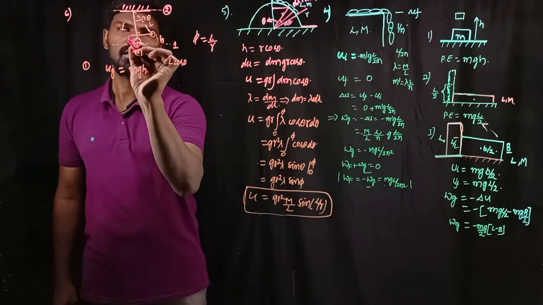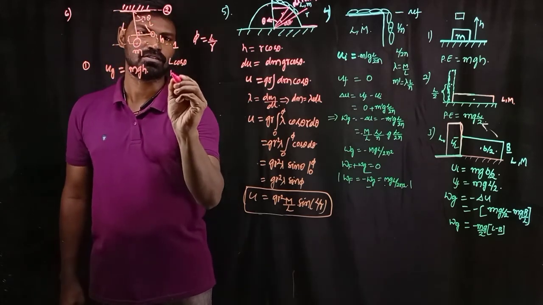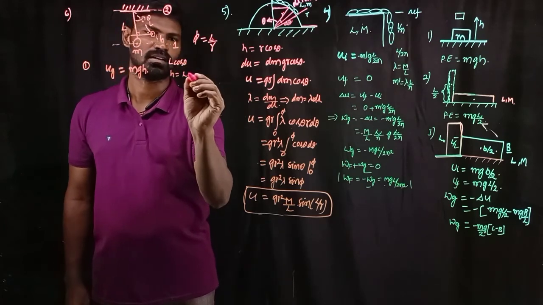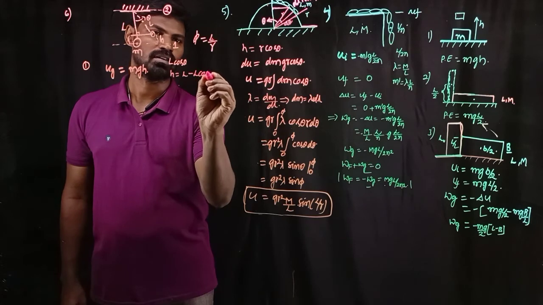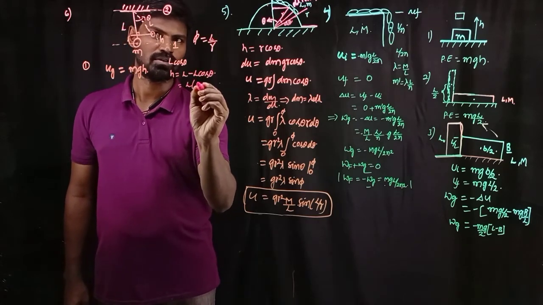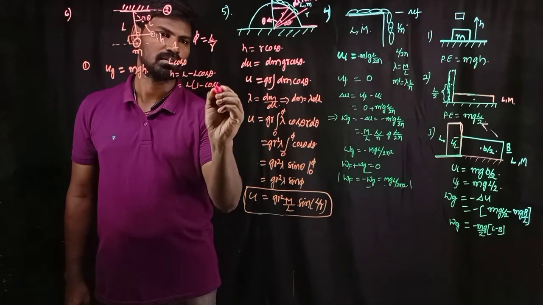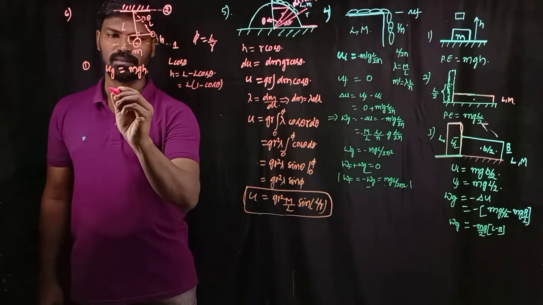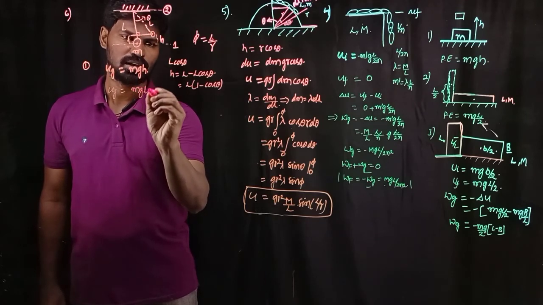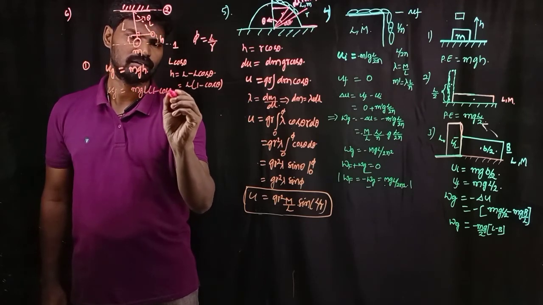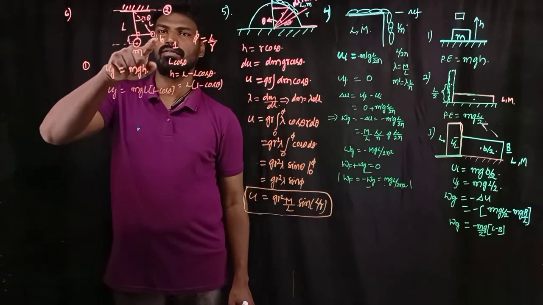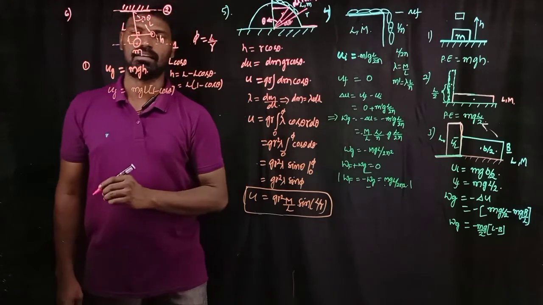So this small distance h can be written as the total length L minus the projection of L on this one, that is L cos theta. L minus L cos theta equals L into 1 minus cos theta. This you can substitute here. Therefore, gravitational potential energy Ug is equal to mgL into 1 minus cos theta. This is the gravitational potential energy of the bob with respect to line number 1.